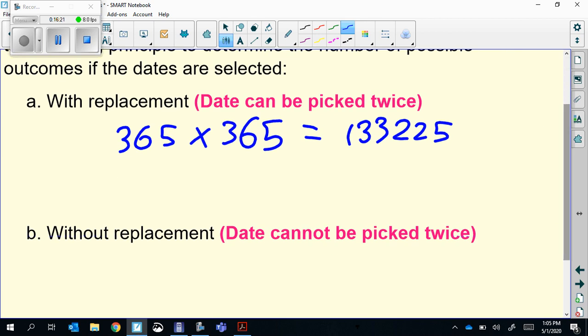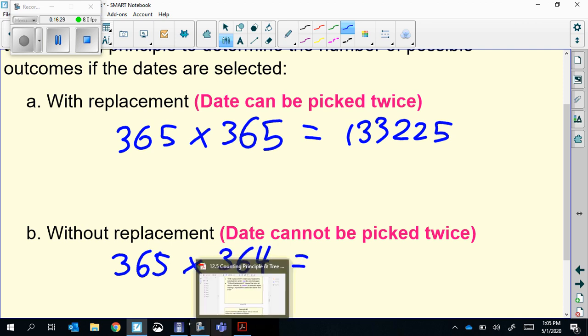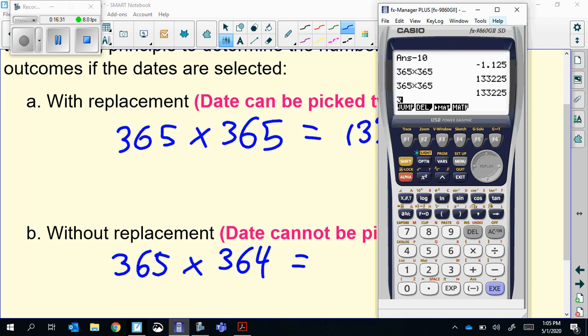Now, without replacement, that means the first time you can pick any of them, but the second time you cannot pick the same number again, so it goes down by one number. 365 times 364. 132,860.